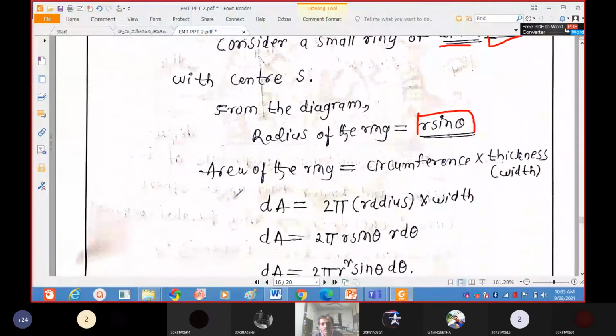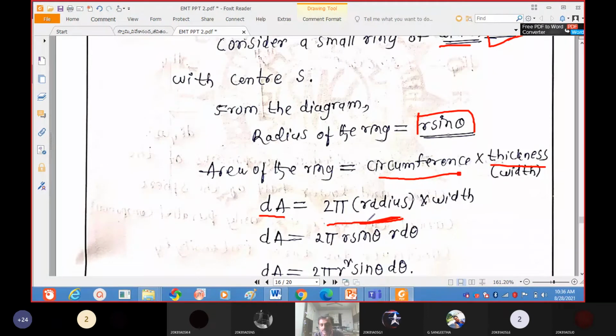Now, area of the ring. The formula for the area is circumference into thickness of the ring. What is the formula for circumference? 2 pi r, where r means radius here. So 2 pi into radius. What is the radius of the ring? The radius of the ring is r sine theta.